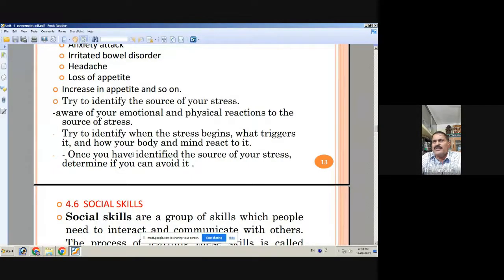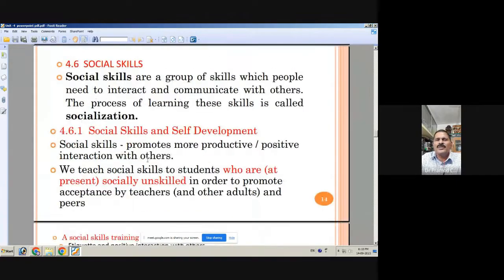Avoidance of stress, we can say that it is better. First identify the source of stress, then automatically you can avoid it. Let us come to discuss the social skills.